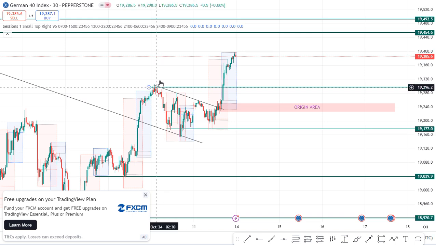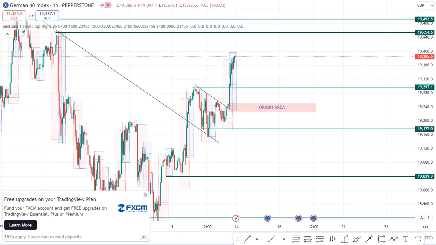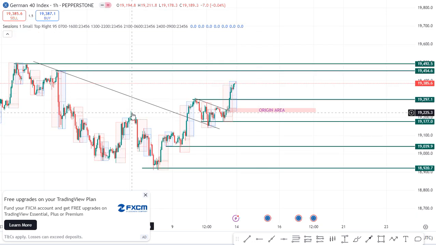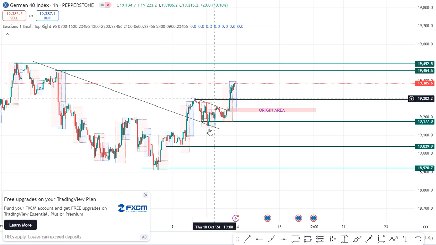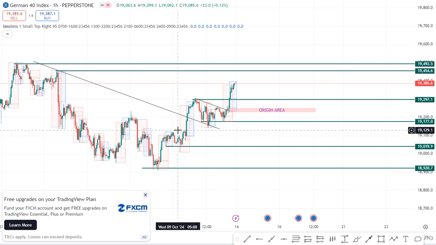No, wait. Change of character. I mean, break of structure. We had our first break of structure here, and then our break of structure. It's a nice head and shoulder.